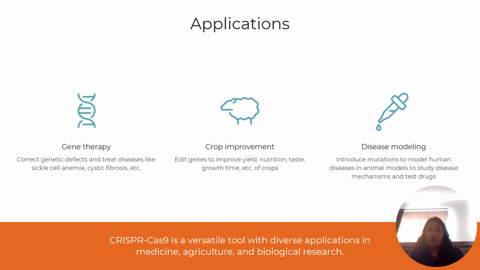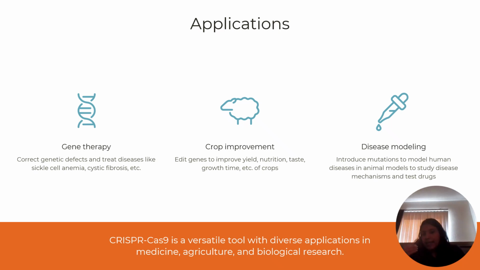So applications. When it comes to gene therapy, for instance, it can correct genetic defects, and it can also, for example, treat diseases like sickle cell anemia or cystic fibrosis. Then crop improvement when it comes to agriculture or growing food, or making sure it has the right nutrients or how fast it can grow. And, for example, the US is a huge nation and has plenty of people to feed. So CRISPR-Cas9 can be a perfect tool to utilize when it comes to crops, as well as disease modeling.